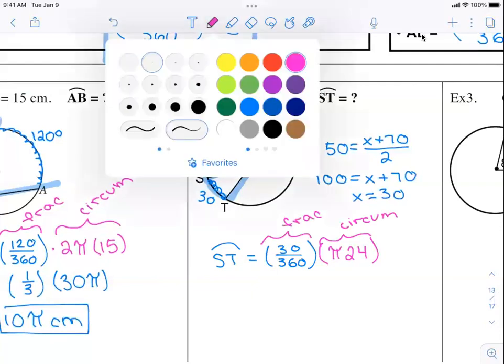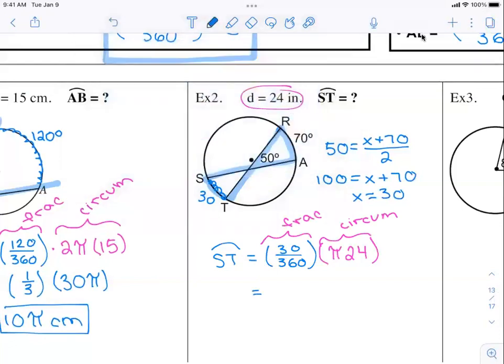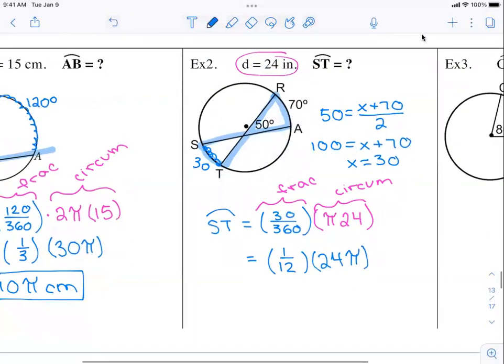So what does that get us? I'm going to simplify my fraction. 30 out of 360 is 1/12. And kind of just cross off the zeros, so it's like 3 out of 36. And then 24 pi, I like to write this way. 1/12 times 24 is 2. Still have my pi, and it's in inches. 2 pi inches.